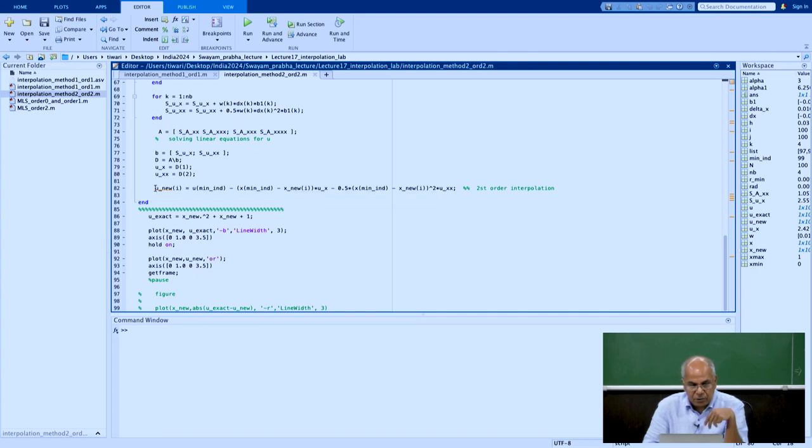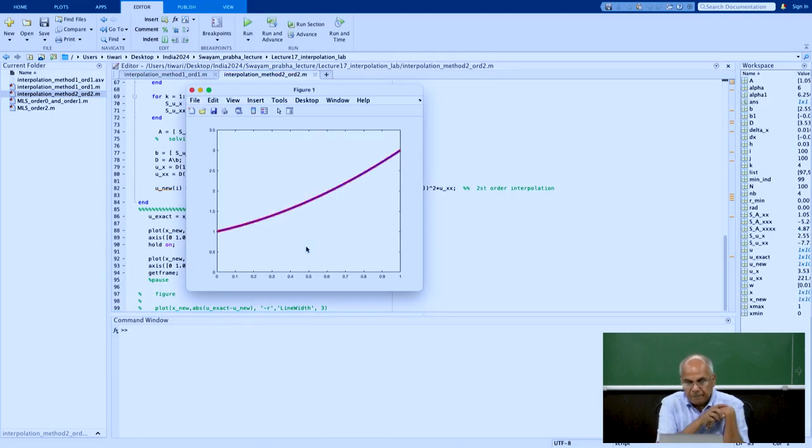Then my new reconstructed value is u_mean_int minus (x_mean_int minus x_nu(i)) times the first order derivative, minus half of this difference squared times the second order derivative. And then again we can plot the exact solution with the numerical solution. So here it is also the same.